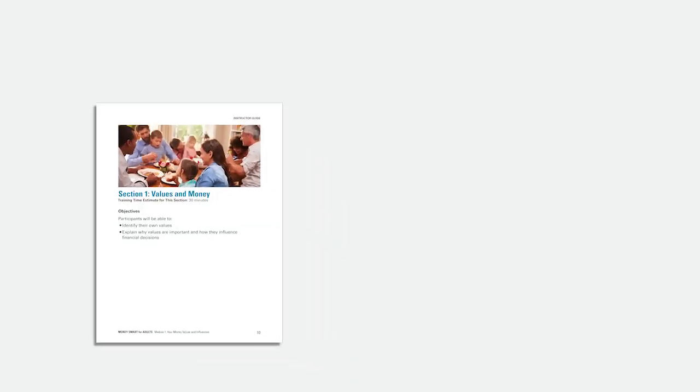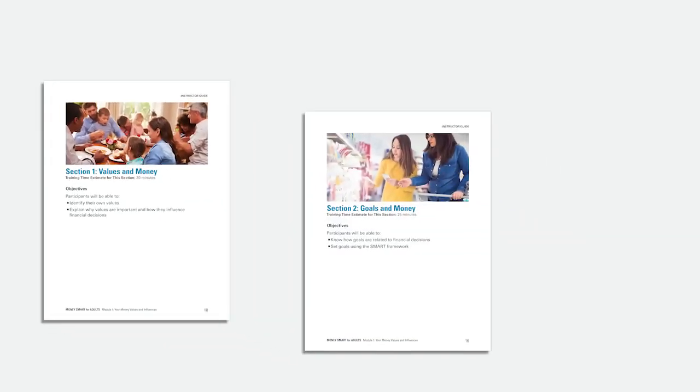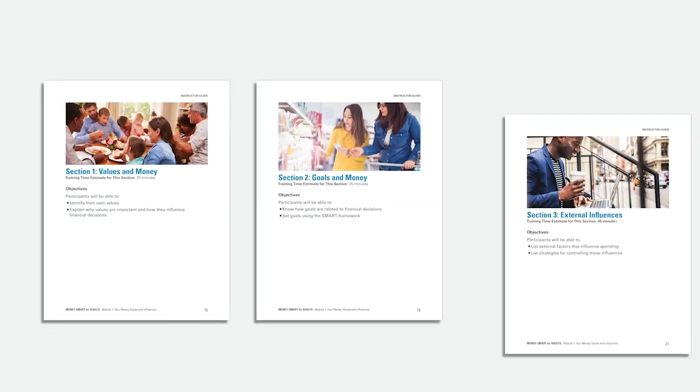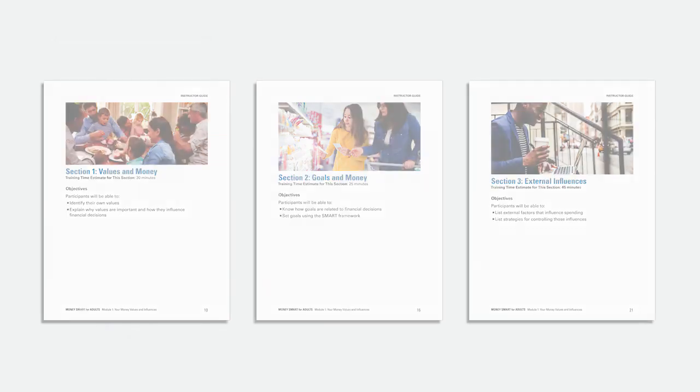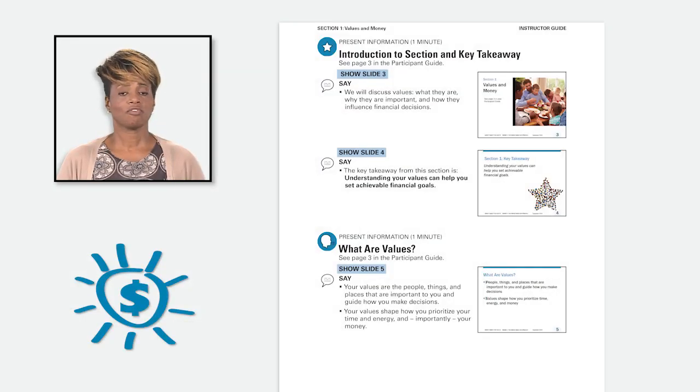Then the training begins. Each module contains from 2 to 7 numbered content sections. For example, Module 1 has 3 sections. Every section in each of the 14 modules starts with an introduction to the section and a key takeaway.